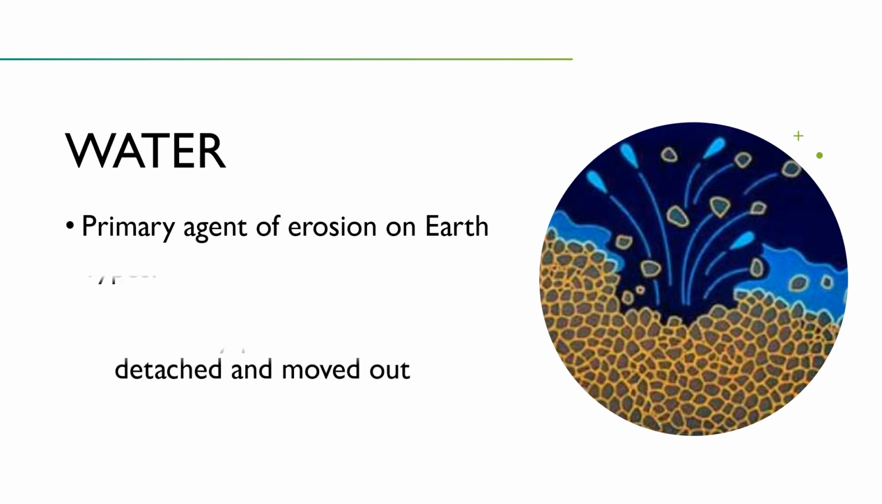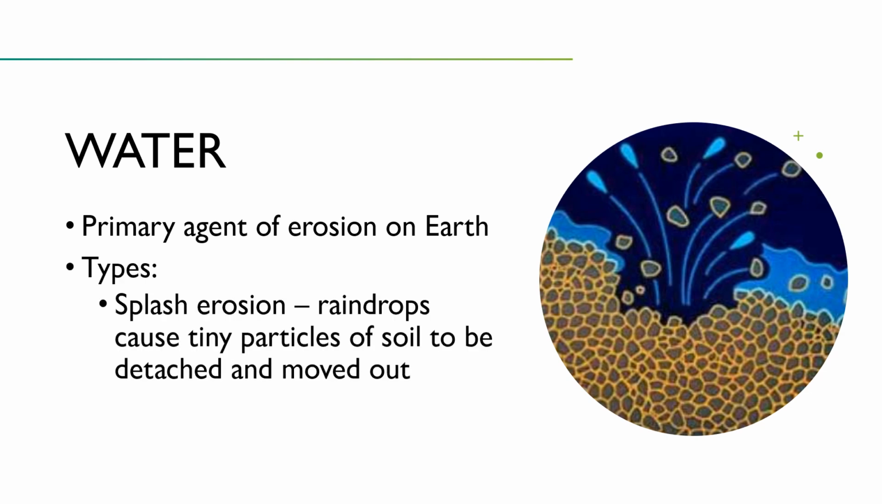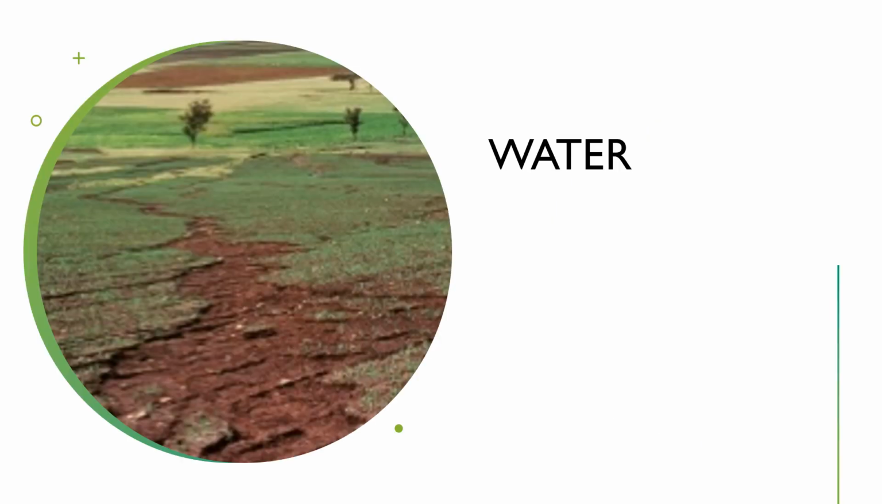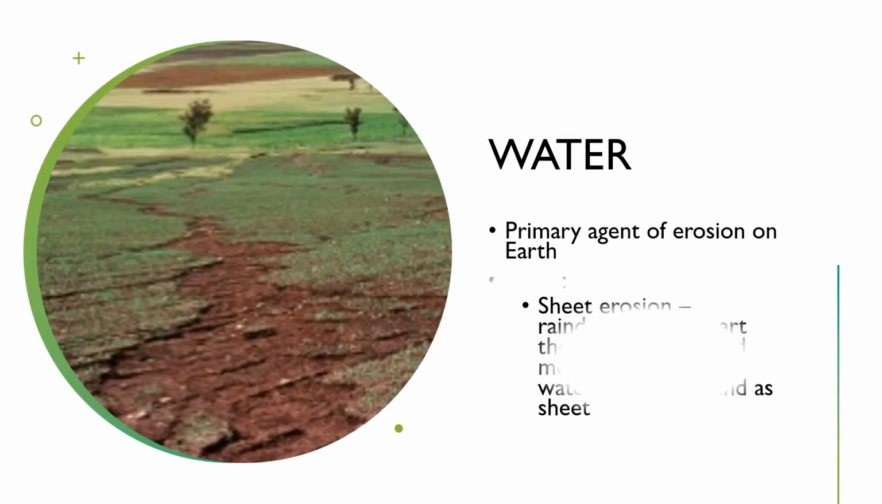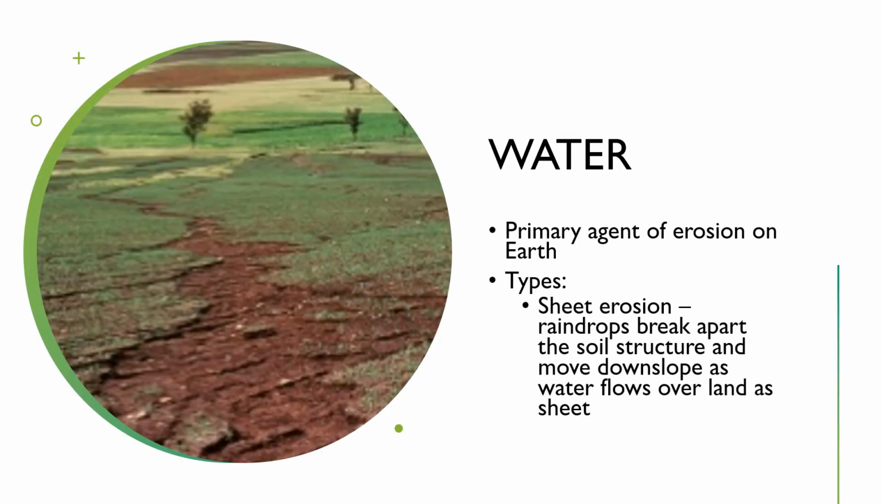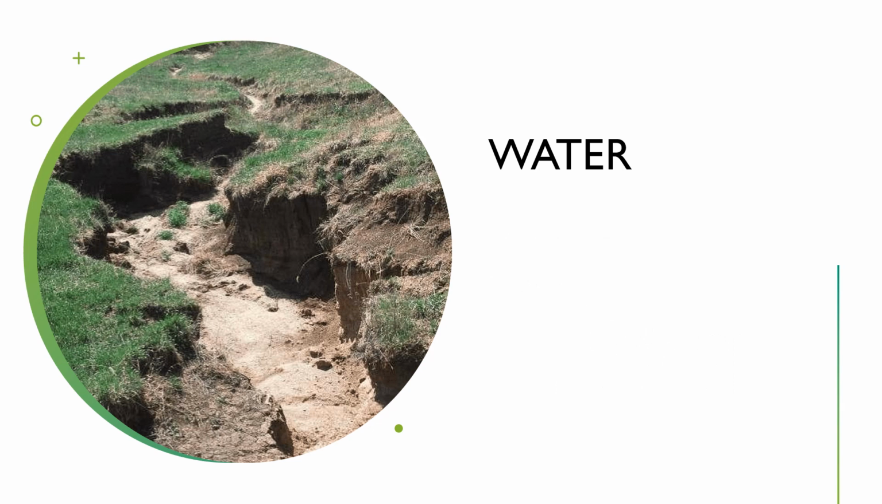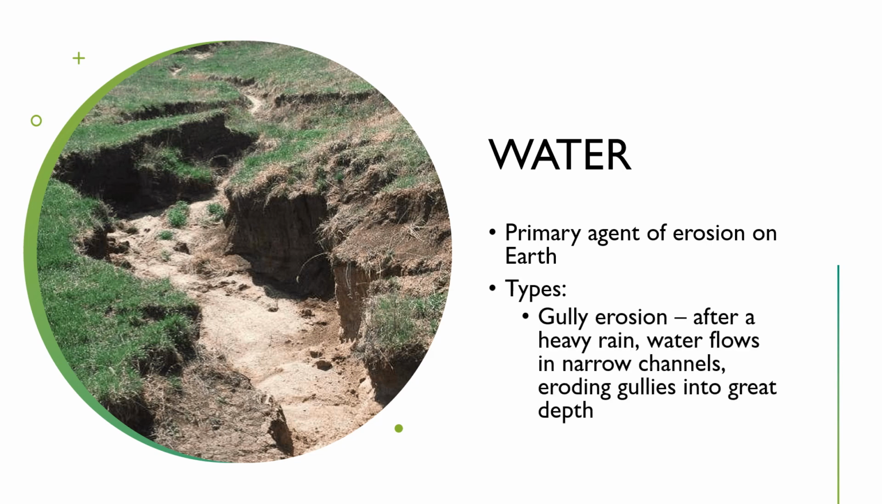First of all, we have splash erosion. So, what happens in splash erosion is that raindrops cause tiny particles of soil to be detached and move out. In sheet erosion, raindrops break apart the soil structure and move downslope as water flows over land as a sheet. Next, we have gully erosion. So, after a heavy rain, water flows in narrow channels, eroding gullies into great depths.